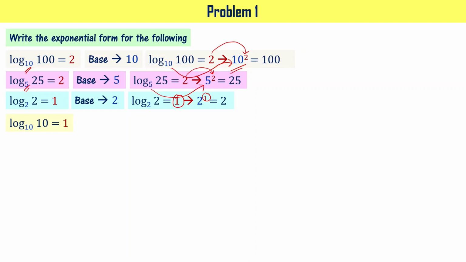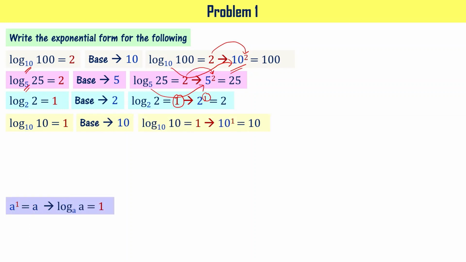Log 10 of base 10 equal to 1. This is going to be 10 power 1 equal to 10. So when you see this, when I have a power 1 that is equal to a, I can write it in the logarithmic form, that is log of a to the base a equal to 1. Same is happening here, right? Log 10 base 10 equal to 1 and log 2 base 2 equal to also 1. It means log a base a equal to 1. I hope you understood this concept.